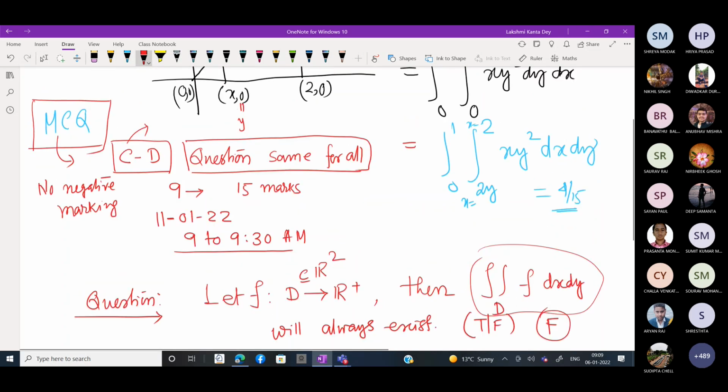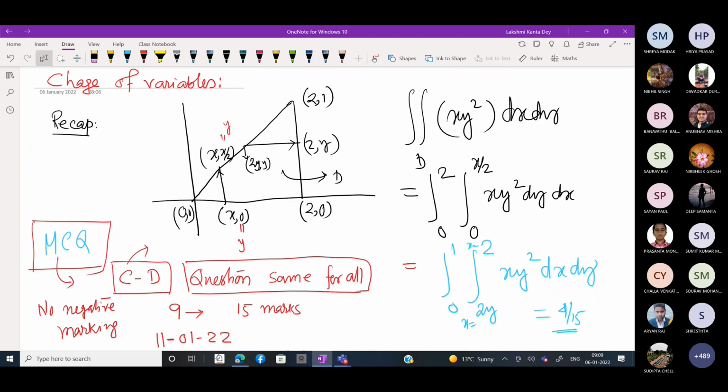Okay, now I would like to recapitulate certain questions which some students gave me. This is also a very easy question. It has been taught by me. You see, this is the region of integration D, where the region of integration is a rectangular region. It is bounded by (0,0), (2,0), (2,1). So this is the picture.